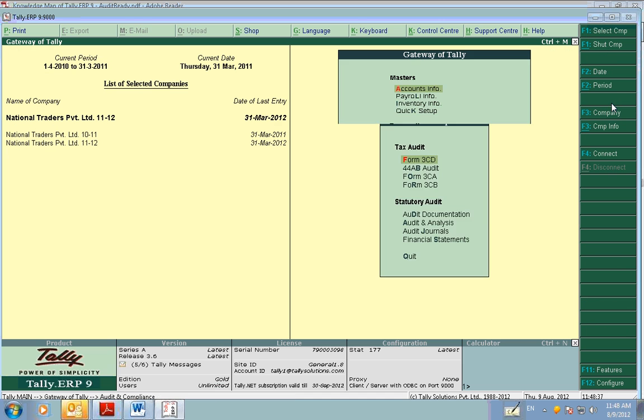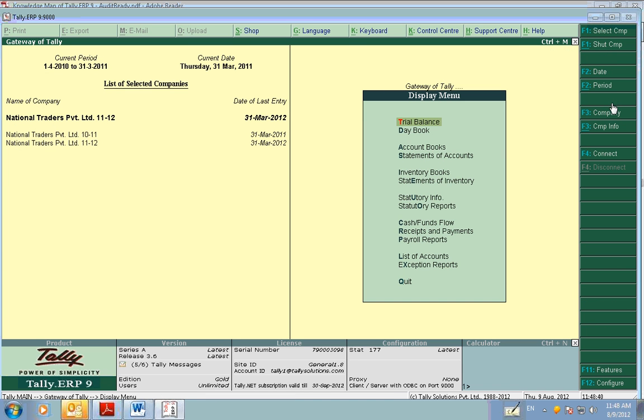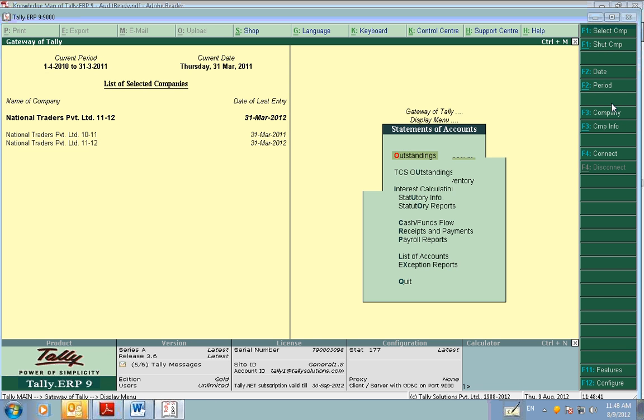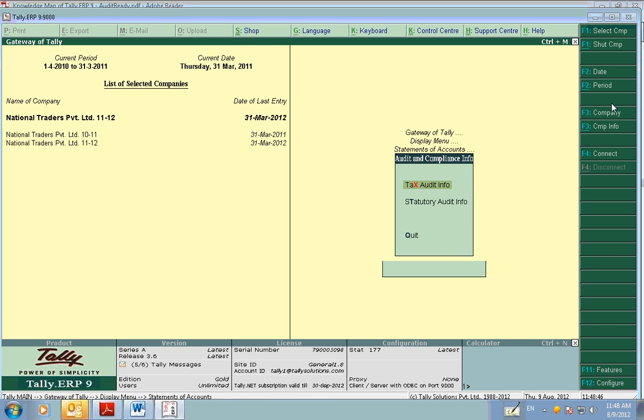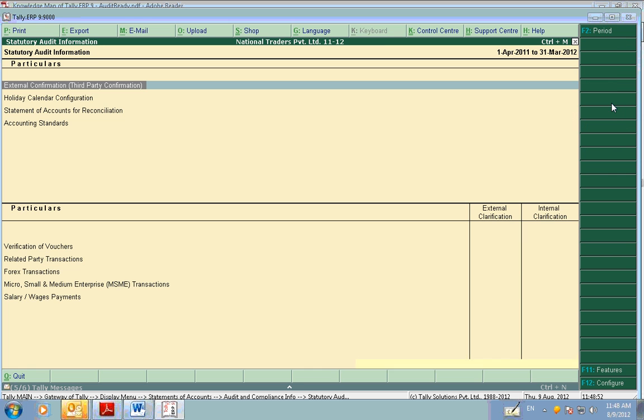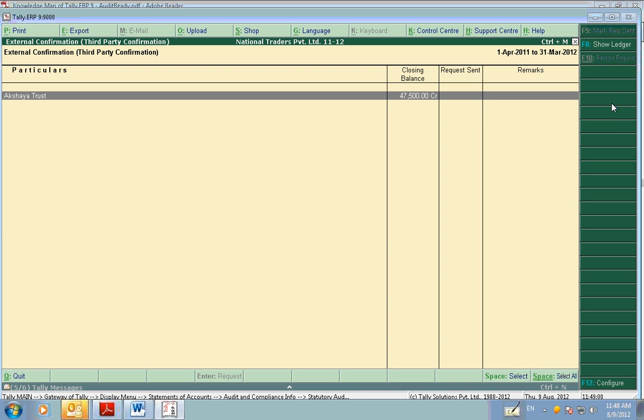Now I'll just go back. Now I'm going to display statement of accounts. So here we have an option, audit and compliance information, where it is required to act on this. So we were talking about statutory audit information. Click on this. So here you can have this option, external confirmation third party. The same configuration. The moment I click here, you can see Akshaya Trust is asked for the external confirmation. The party is asking, it could be audited or internally I am asking for the external confirmation.